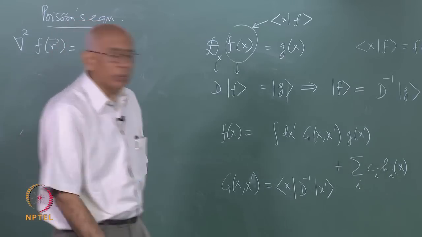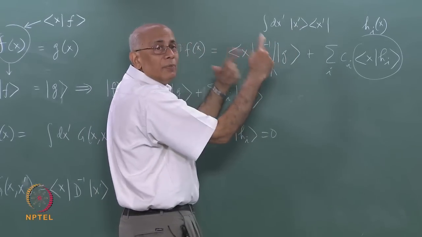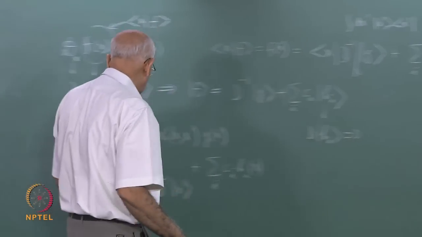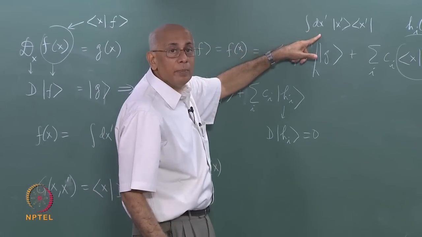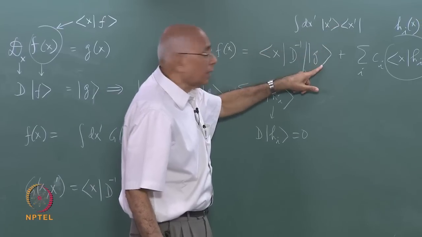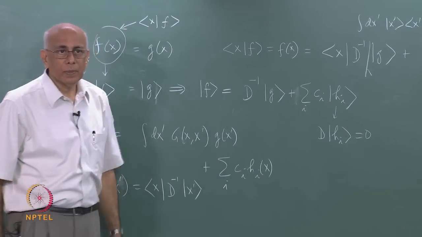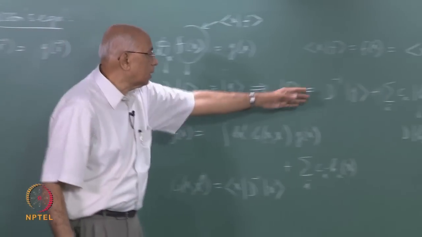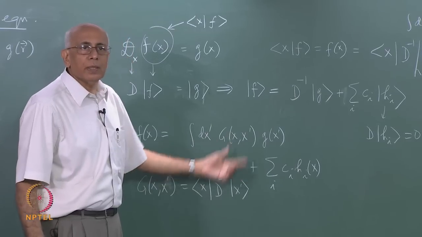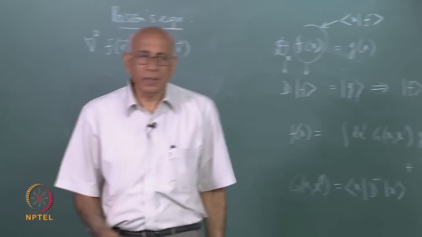I insert it in between, and then of course I get <x|D inverse|x prime>, that is a function of x and x prime which we have called G, the Green function, integrated over dx prime, and then <x prime|g>, that is g of x prime out here. So this is all it is. This abstract notation is trivial, writing it down here is just one more step. Take the matrix element between x and x prime and that is it.